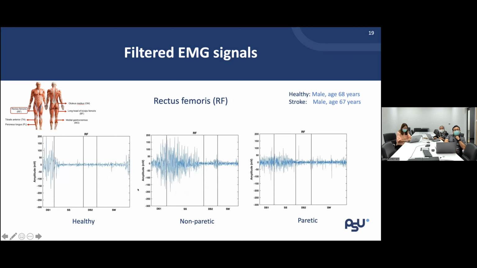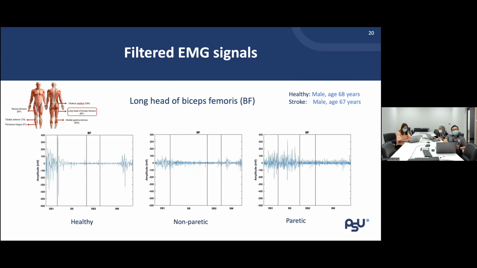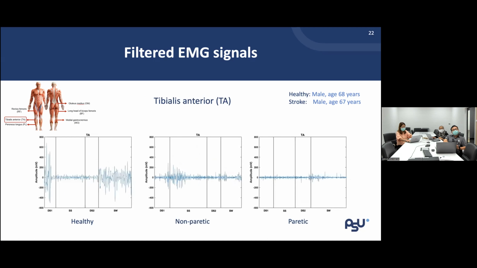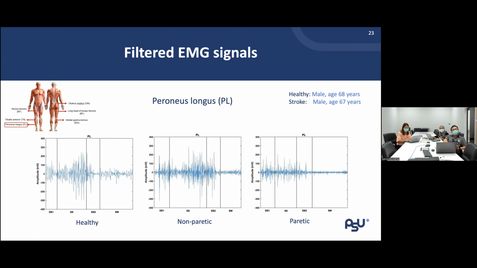Like during single support, the non-paralytic and paralytic sides present muscle activation, but in healthy it is not present. And this is the long head of biceps signal. And here is medial gastrocnemius. And this is the tibialis anterior signal. And the last one, peroneus longus.